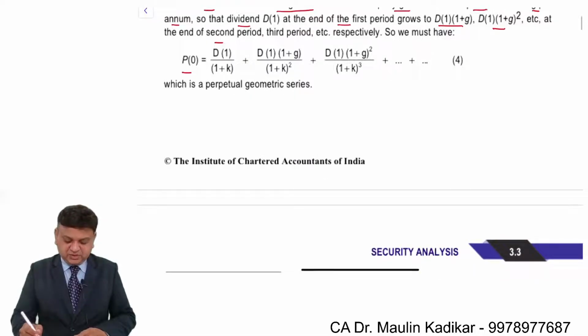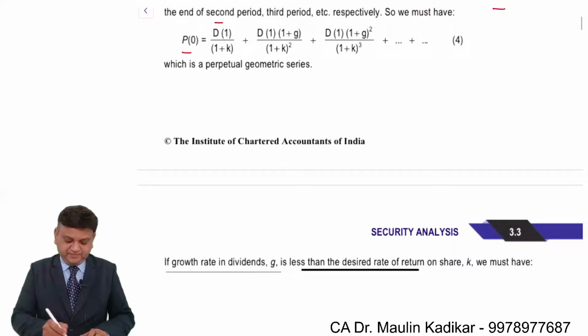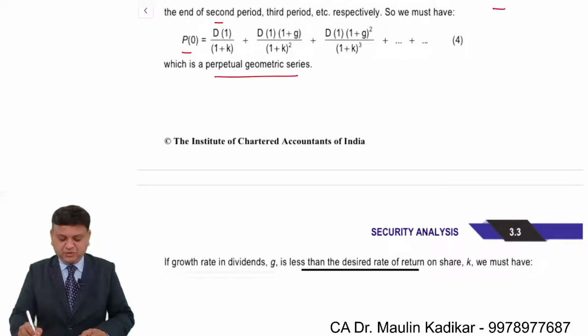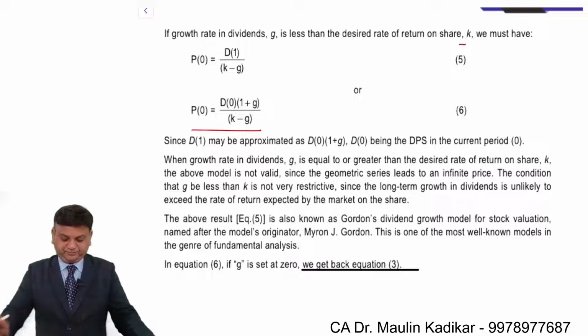In that case, P0 will be calculated like this: D1 upon K minus G, which is a perpetual geometric series. Perpetual means that the amount of the dividend is going to be received by the investor in perpetuity.